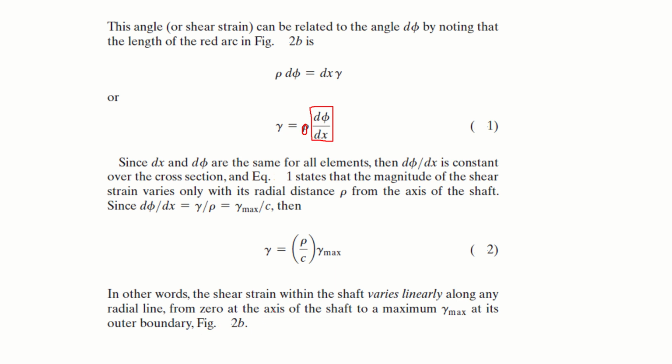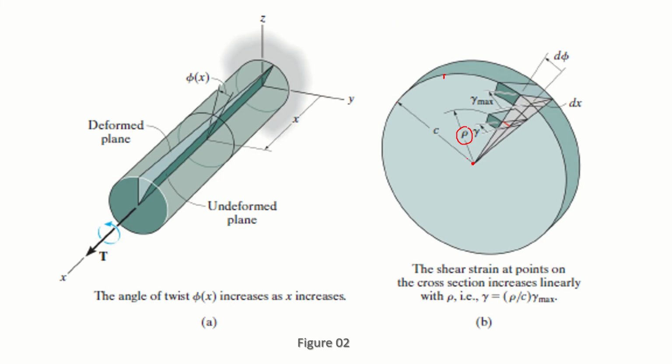So in other words, the shear strain within the shaft varies linearly along any radial line from 0 at the axis of the shaft to a maximum at its outer boundary, right? So shear strain will be 0 here, and it will be maximum at the outer boundary.